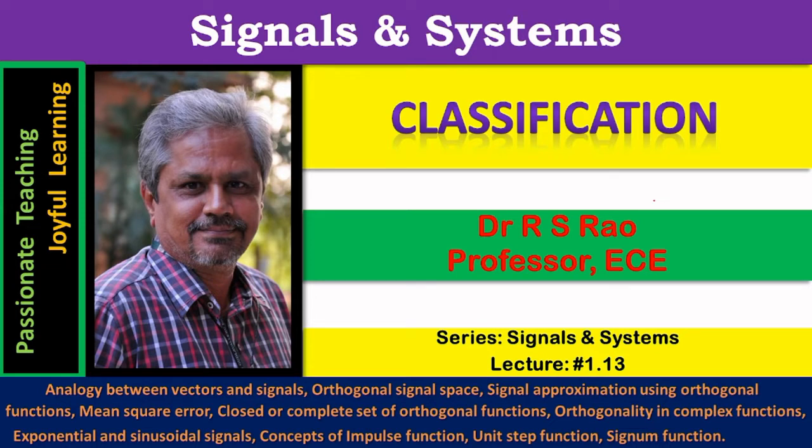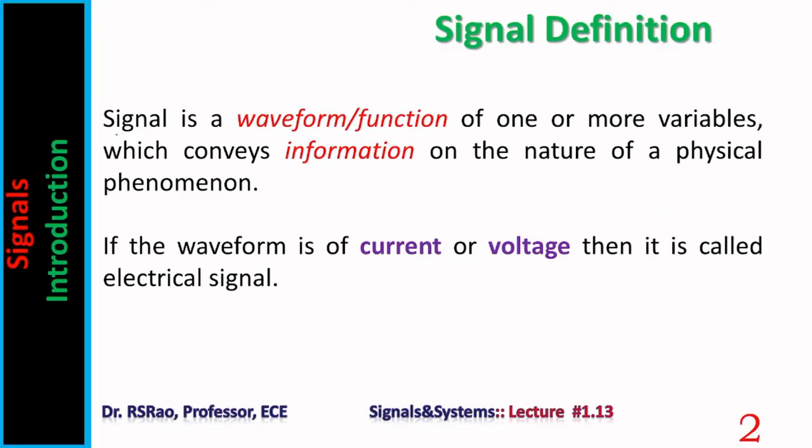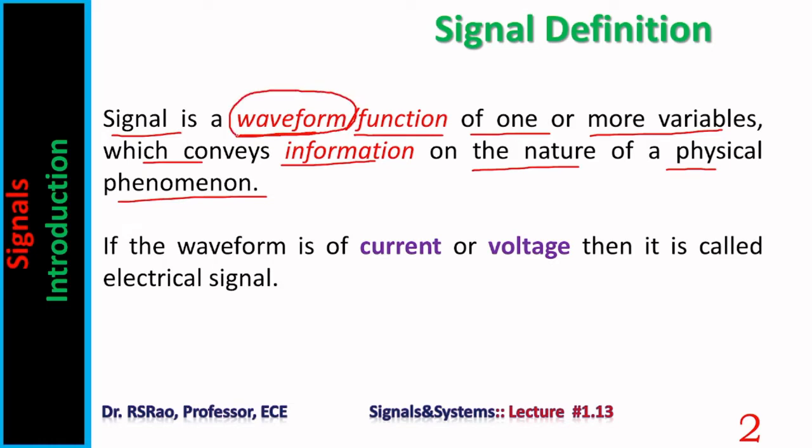Before going to the classifications, we spend some time on the definition of a signal. Signal is a waveform or a function of one or more variables which conveys information on the nature of a physical phenomenon. The important aspect to be noted from this definition is that signal refers to a waveform that is capable of carrying information. Only those waveforms which can hold information, which can carry information, which can transport information, they are only signals.